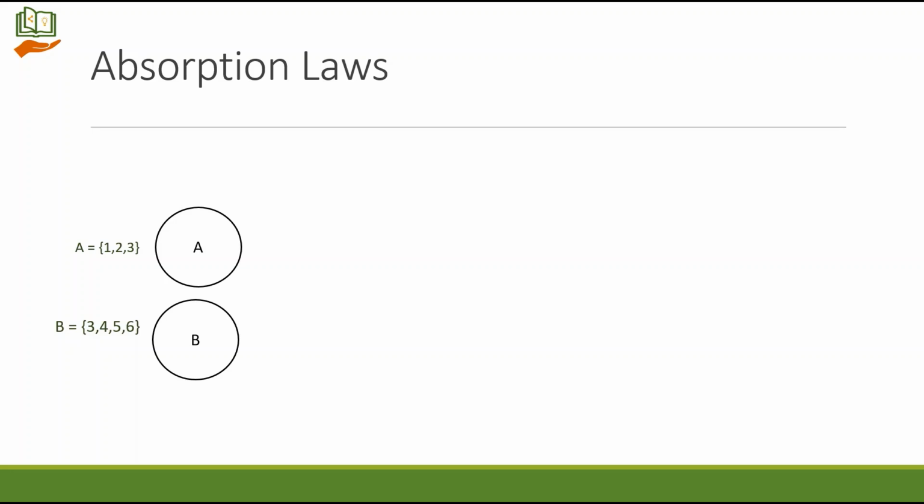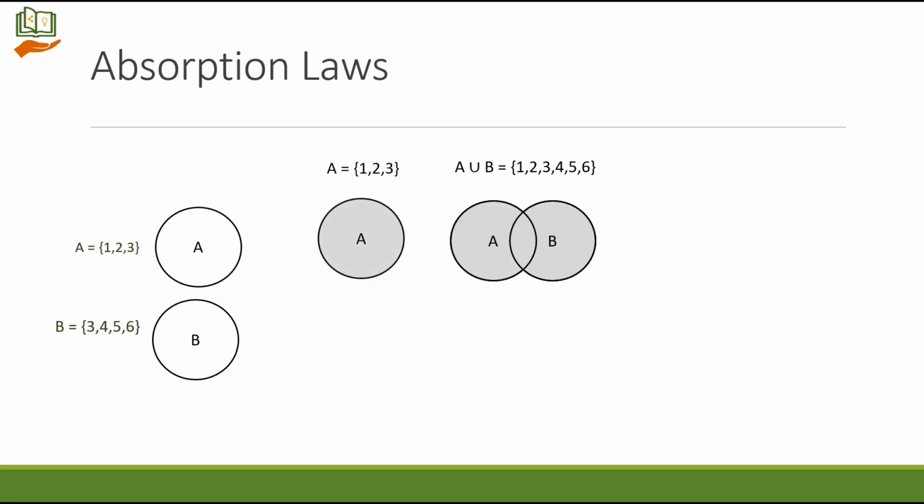Next we are moving to absorption laws. Let's take A union B. When you combine A and B we get 1, 2, 3, 4, 5, 6. So this is how we will be representing it. What about A here? It is 1, 2, 3.